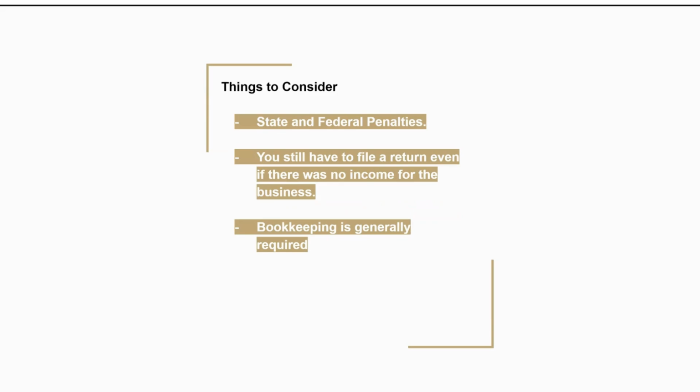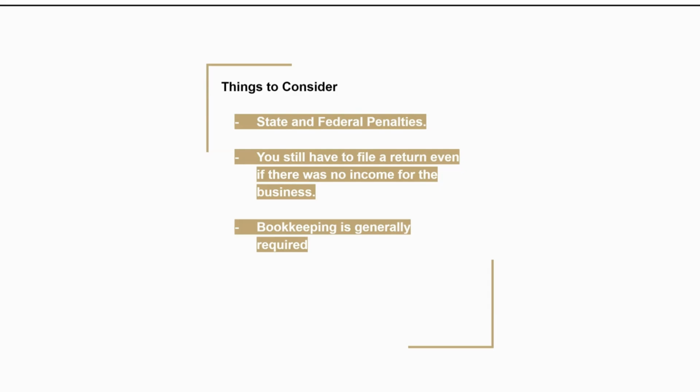All right, so things to consider: state and federal penalties. You still have to file an S-Corp return even if there was no income for the business, right? You still have to file it in a timely manner. So if the S-Corp didn't make any money one year, you still have to file an S-Corp return unless you have already filed a final return and closed it out prior to the filing date.